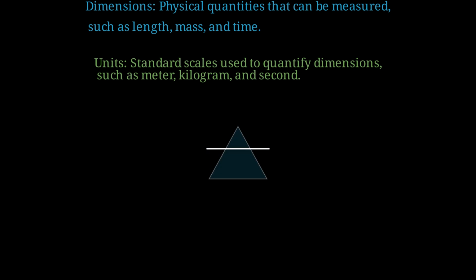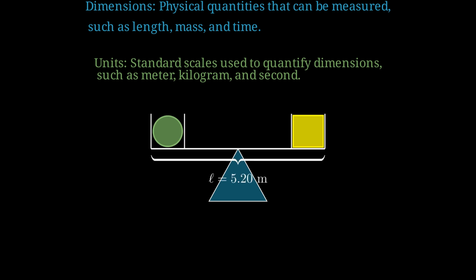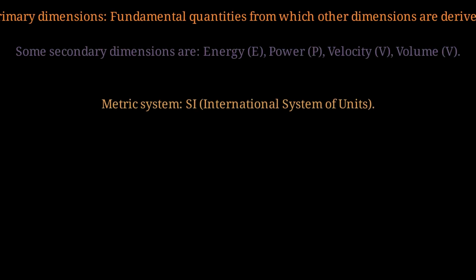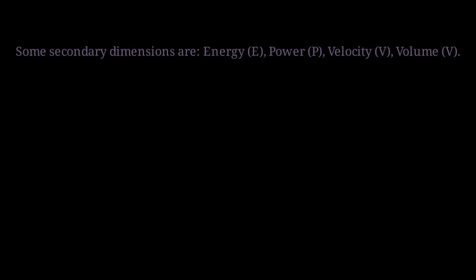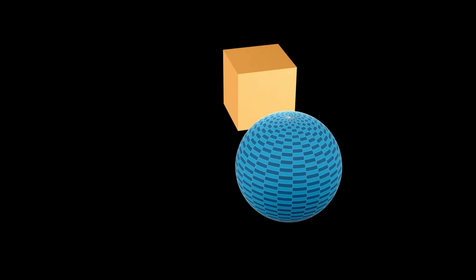Dimensions are physical quantities like mass, length, and time. Units are how we measure them, like kilograms, meters, and seconds. We use the SI system in science and engineering generally. In thermodynamics, primary dimensions are basic quantities like length, mass, and time. Derived dimensions like volume combine these.